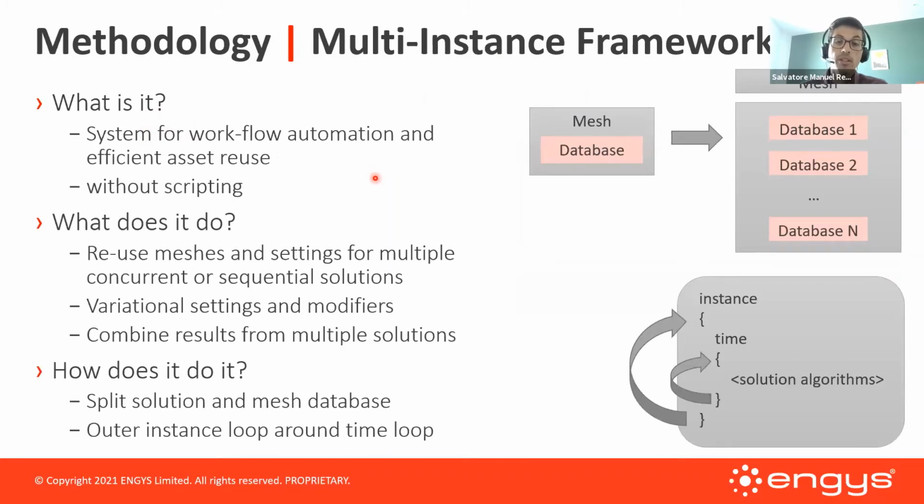It allows us to run design of experiments analysis, such as geometry and boundary conditions variations, without the need for external scripting. And what does it do? It reuses meshes and settings for multiple concurrent or sequential solutions. It enables us to run case variations, and it enables us to combine results for multiple solutions. How does it do this? It splits the mesh and solution and solver database, with an outer instance loop around the time loop.